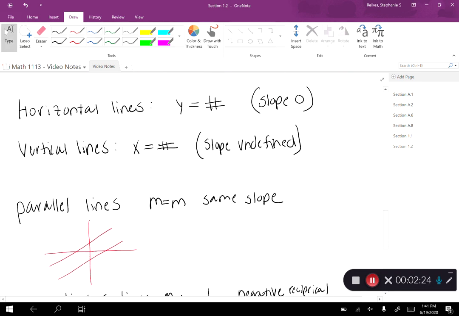A horizontal line will look like the form y equals your value. Again, your horizontal line has slope 0. A vertical line is going to be in the form x equals some value, and again, it has slope undefined.